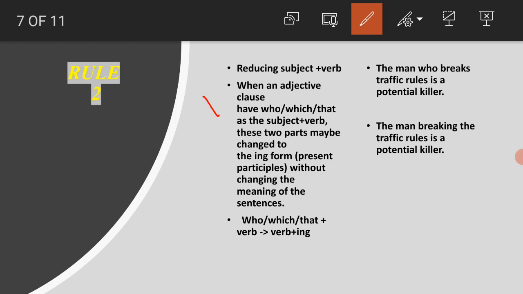So now here we have an example. The man who breaks traffic rules is a potential killer. Here we have breaks as a verb and who as a relative pronoun, and we have reduced this sentence to: the man breaking the traffic rules is a potential killer. So here breaking is the reduced version of the relative pronoun and verb. So now we are done with the two rules.